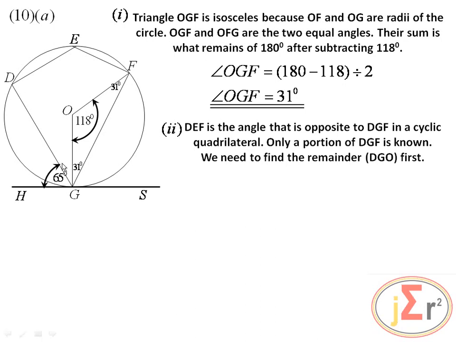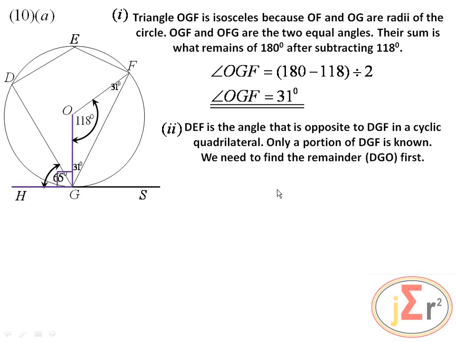However, of the angle DGF, only a part of it we have here, which is this one. This one is missing, and we need to determine this angle so that we can find all of this angle in order to find this one. So only a portion of DGF is known. We need to find the remainder, which is DGO, first, before we can take a look at the cyclic quad rule that we may use to find DEF.